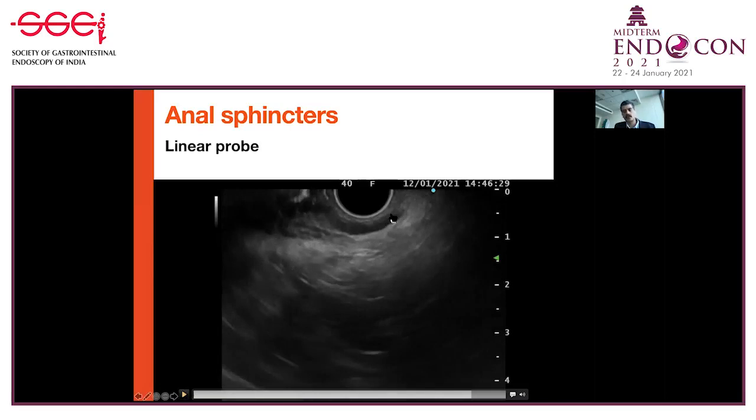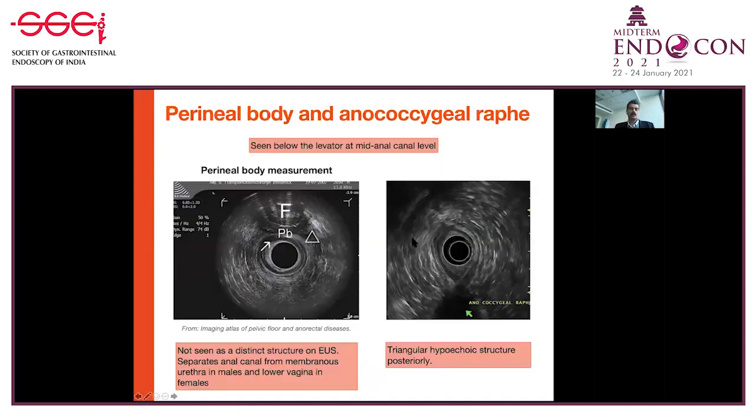This is the internal sphincter with a linear probe. This is a medial conjoint ligament which thins out as you reach the lower part of the anal canal. So you can trace it roughly halfway down the internal sphincter, and the external sphincter sort of a centimeter below the internal sphincter. Now, what about the perineal body measurement?